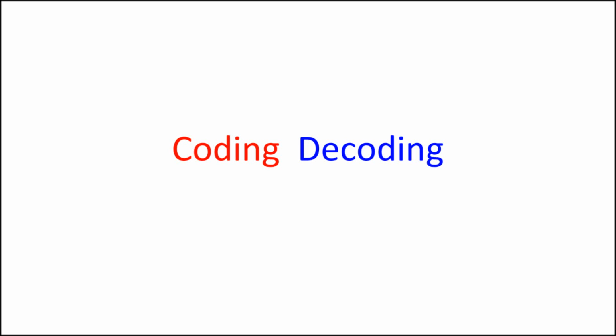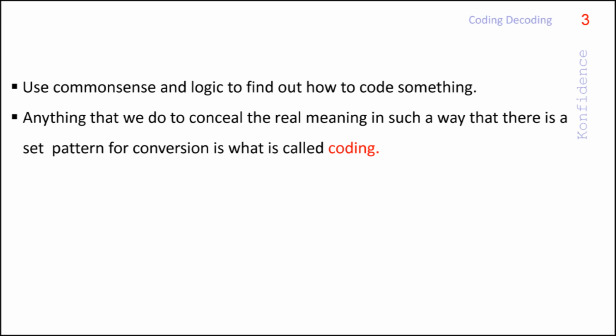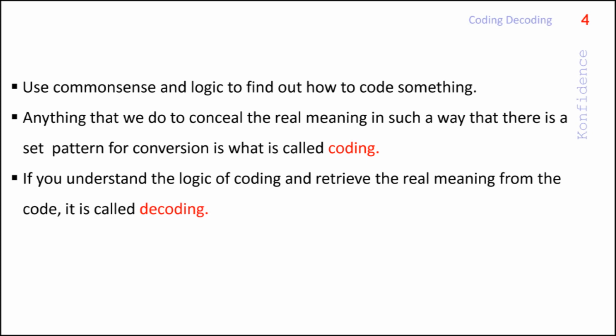The topic that we will be dealing with in this chapter is what we fondly call coding decoding. As the name suggests, we need to use our common sense and logic to find out how to code something. What is coding? Anything that we do to conceal the real meaning in such a way that there is a set pattern for conversion is what is called coding. If you understand the logic of coding and retrieve the real meaning from the code, it is called decoding. Hence, the topic in this chapter will deal with applying logic to developing some ideas to code and decode.